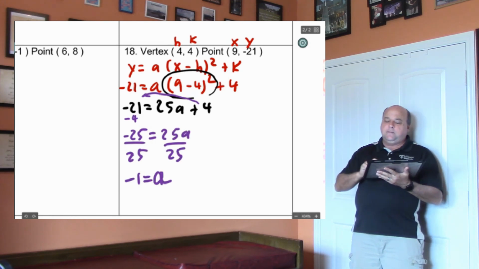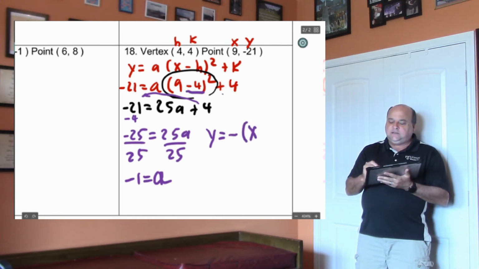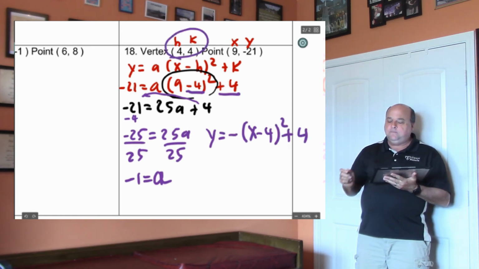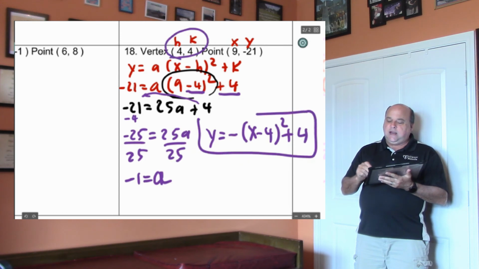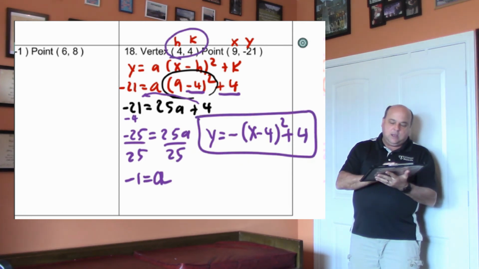So now I'm going to make my vertex form. y equals, a is negative, so just put a negative, parentheses x. This and this drop. Minus 4 squared plus 4. That's my h and my k, right? This right here would be the answer in vertex form. If we graphed it, it would be the same graph.